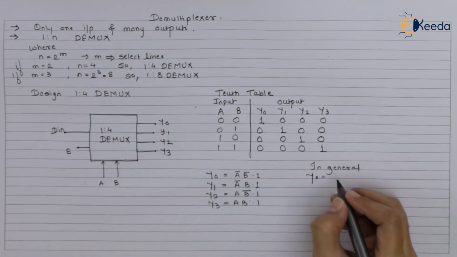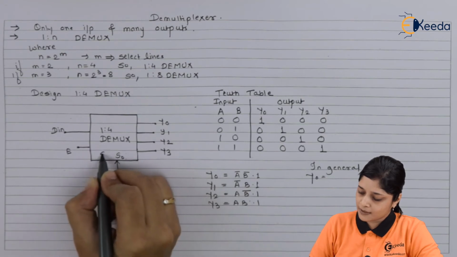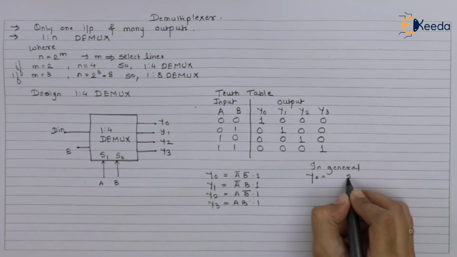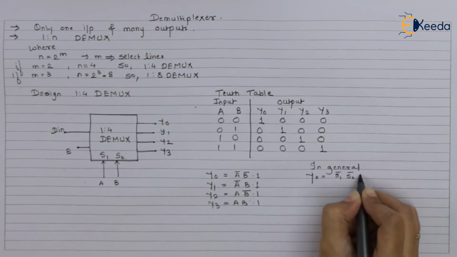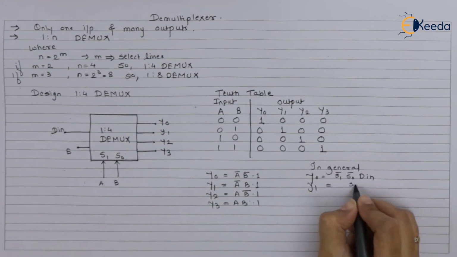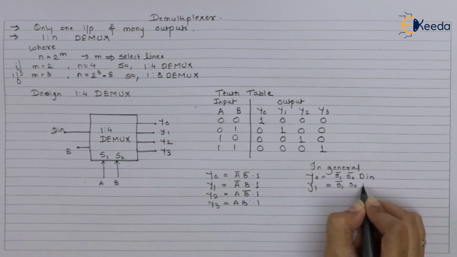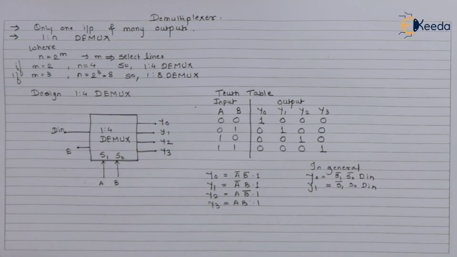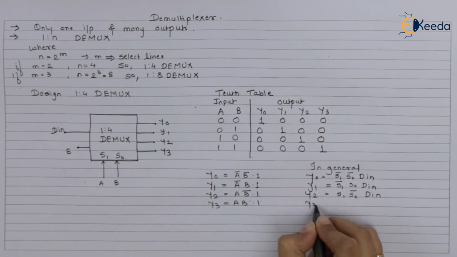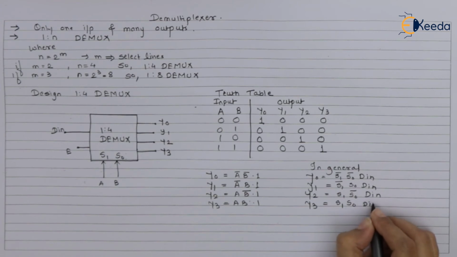Y0 is equals to, if we are going to use S0 and S1 terms, then what you will write? S0 bar, S1 bar, D in. Y1 is equals to S0, S1 bar, D in. Y2 is equals to S0 bar, S1, D in. And Y3 is equals to S0, S1, D in.